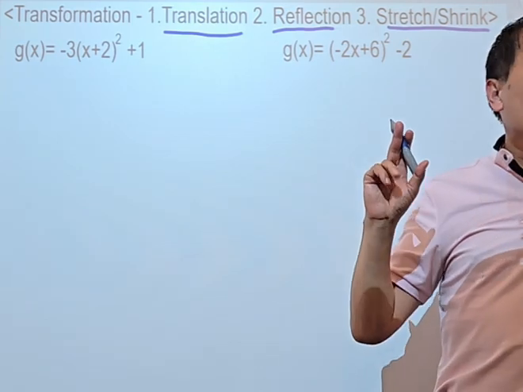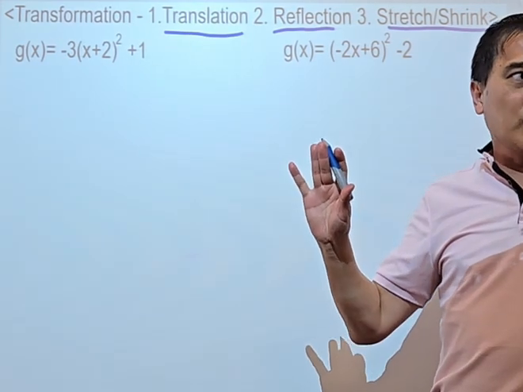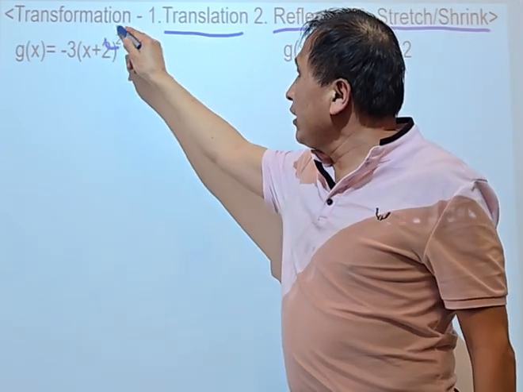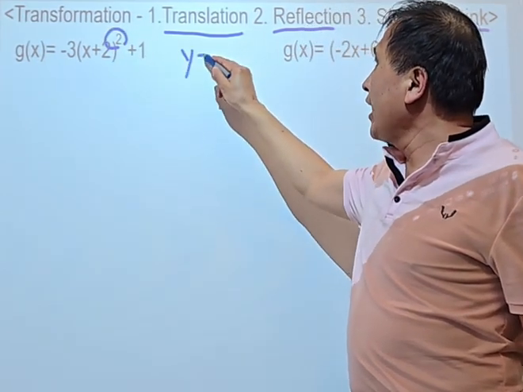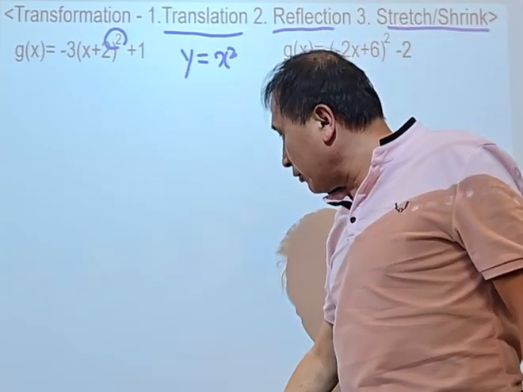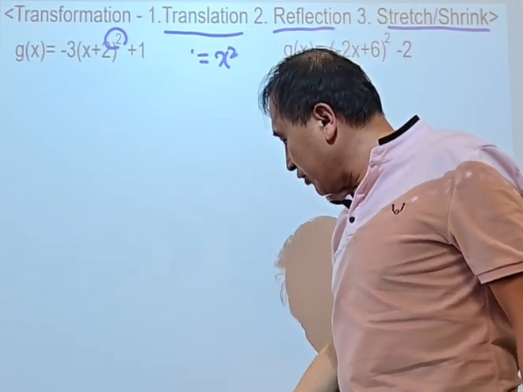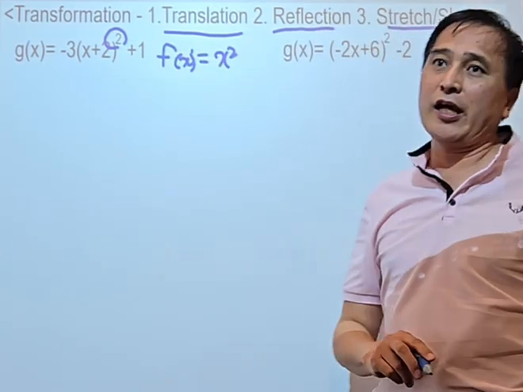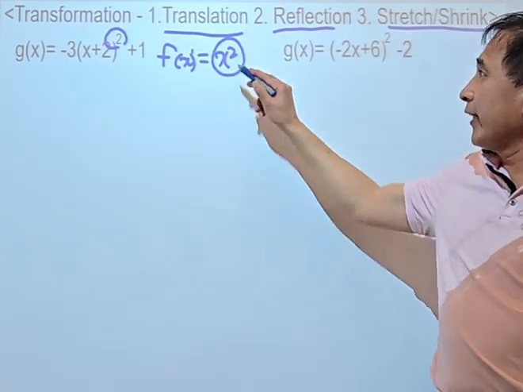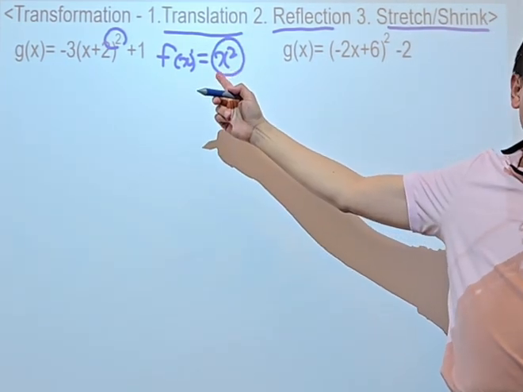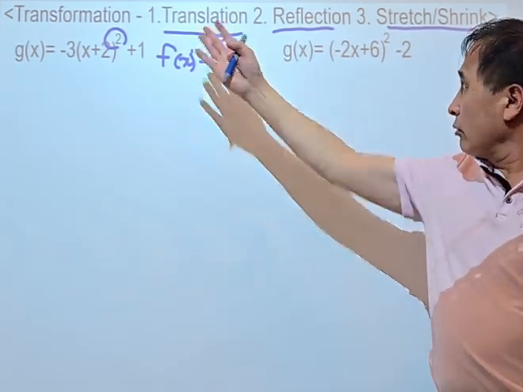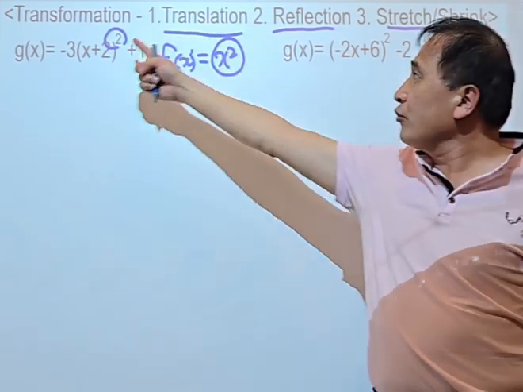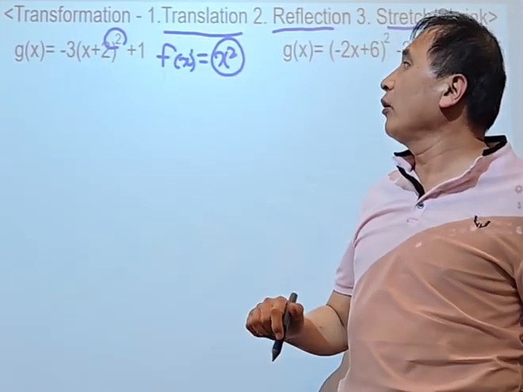In order to do that, you need to know the parent function. The parent function, when the degree is 2, is y equals x squared, or f(x) equals x squared. So this is the quadratic, the original form. From there, they made a transformation. How do we change it to this? We're going to find out all of those.